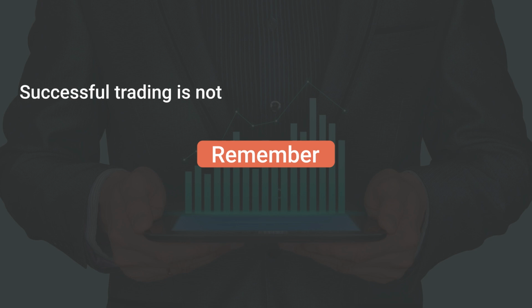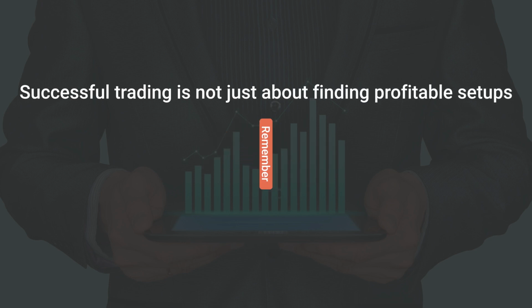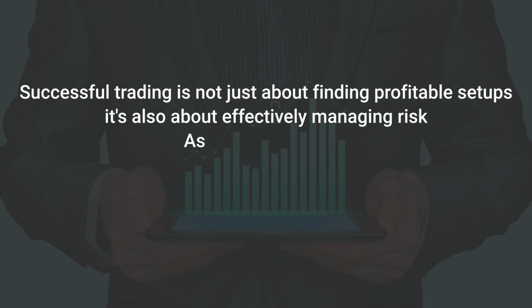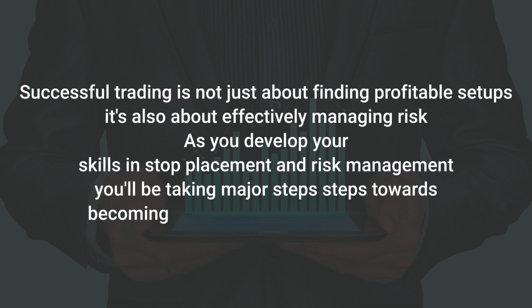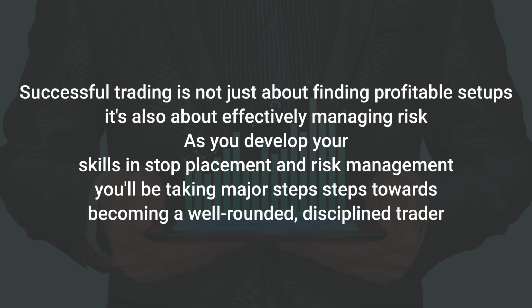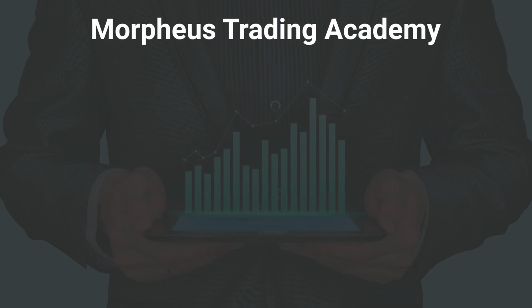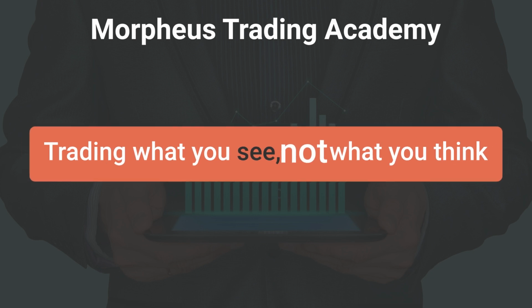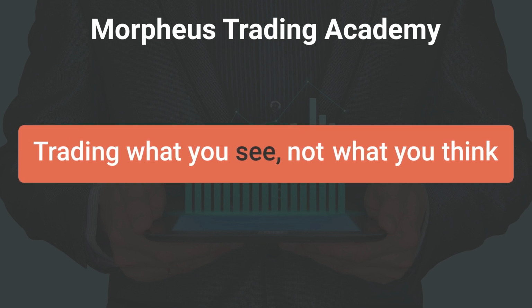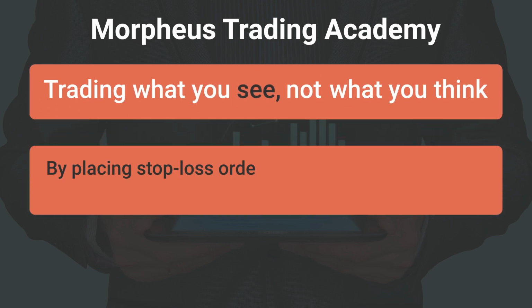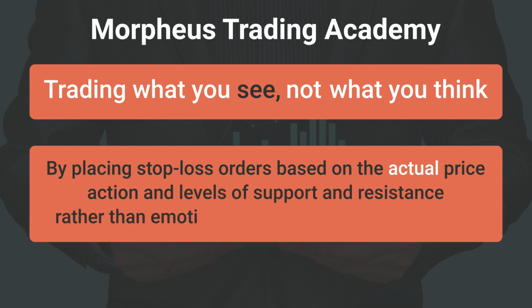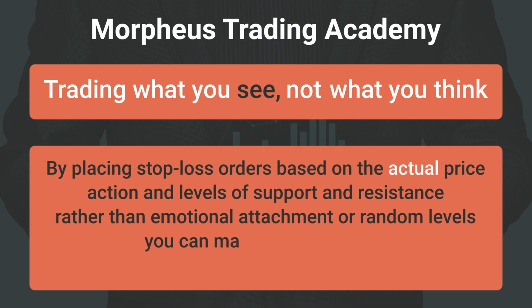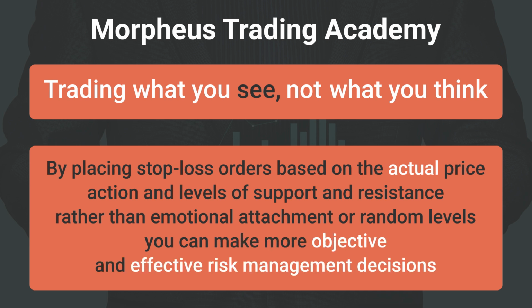Remember, successful trading is not just about finding profitable trade setups. It's also about effectively managing risk. As you develop your skills in stop placement and risk management, you'll be taking major steps towards becoming a well-rounded, disciplined trader. At Morpheus Trading Academy, we emphasize the importance of trading what you see, not what you think. This principle applies not only to identifying potential trade setups, but also to managing risk. By placing stop-loss orders based on the actual price action and levels of support and resistance, rather than emotional attachment or random levels, you can make more objective and effective risk management decisions.